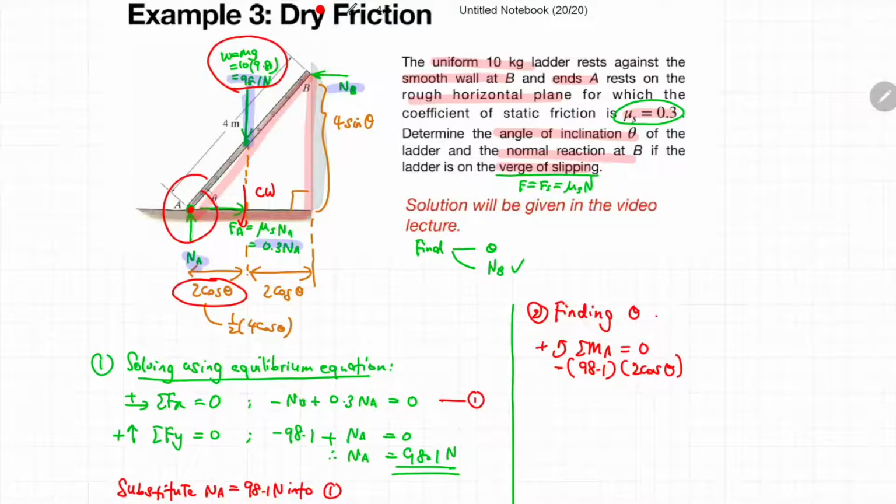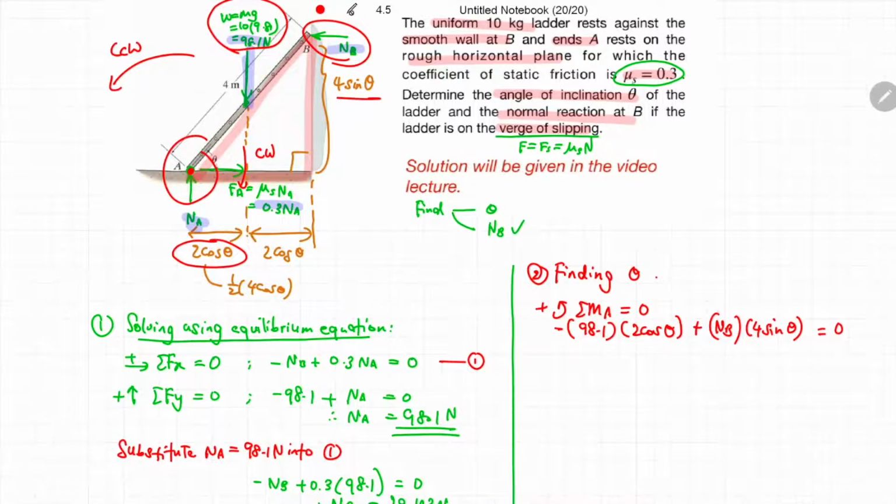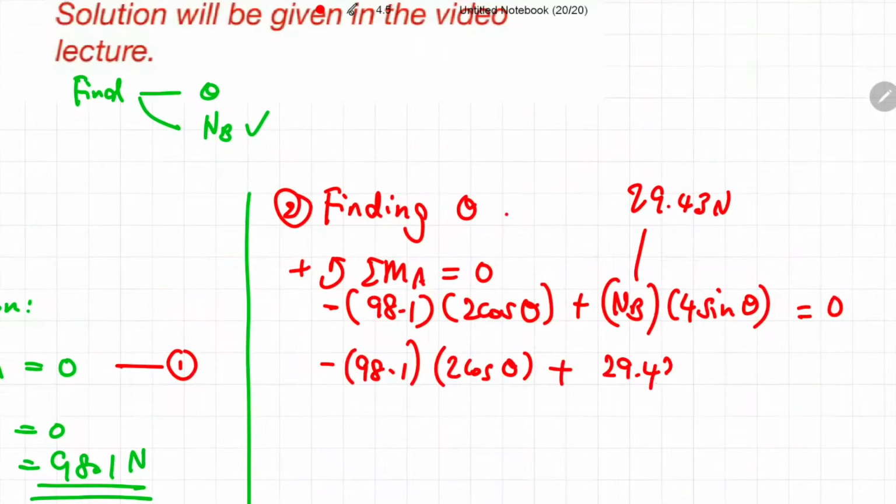The next force that will create a moment is NB. The force of NB will create a moment at point A at a distance of 4 sin theta. NB tends to create a rotation in the counterclockwise direction, so this magnitude would be a positive value. These two expressions sum up to 0. Now NB is already calculated previously, so we know NB is 29.43 Newton. You just substitute the known value into your equation.